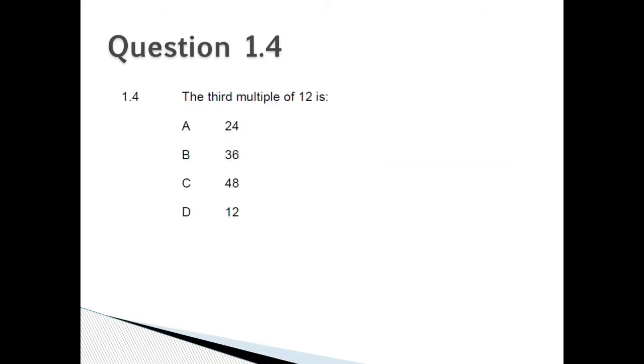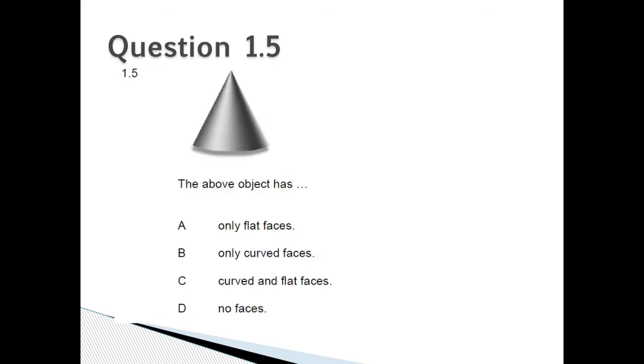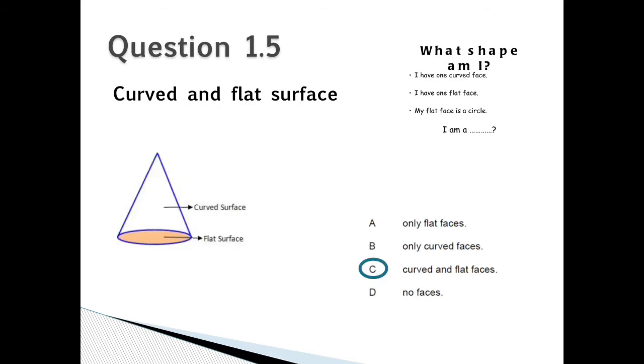The third multiple of 12 is A, 24, B, 36, C, 48, or D, 12. A multiple is a number that may be divided by another a certain number of times without a remainder. So if we look at the 12 times table, it's 12, 24, 36. So your correct answer is B, 36. The above object has A, only flat faces, B, only curved faces, C, curved and flat faces, or D, no faces. The object we are looking at is a cone. It has a flat surface and a curved surface. So your answer is C, curved and flat faces.